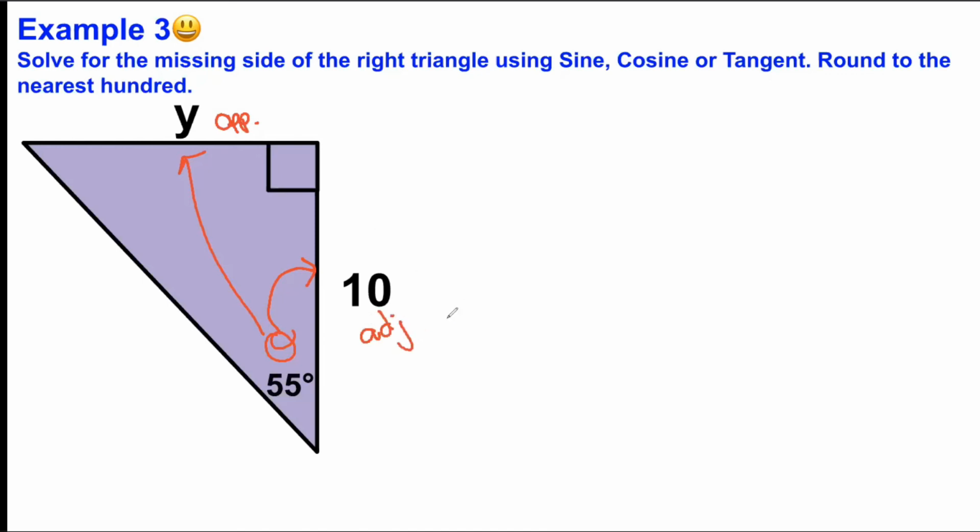So I have those two types of sides. Let me go ahead and write my phrase, SOH CAH TOA. In this case, I have opposite and I have adjacent. So I notice that tangent has both. So I'm going to write my ratio now.